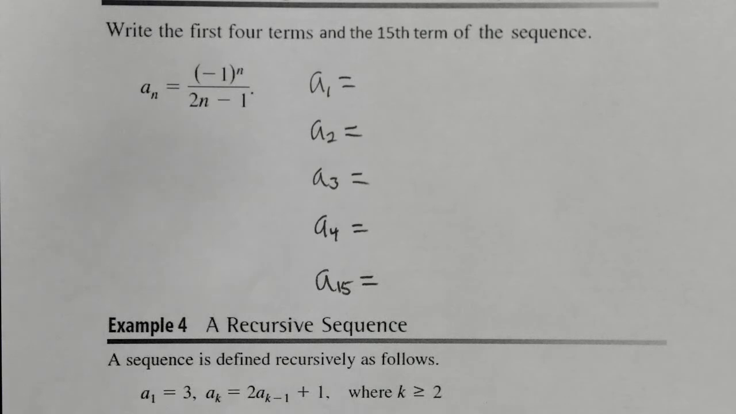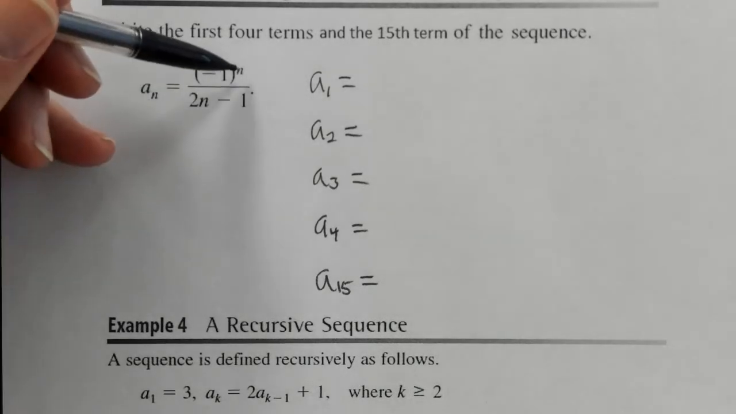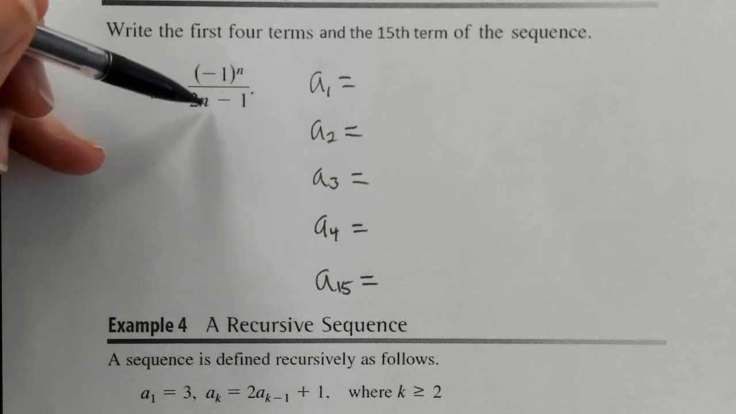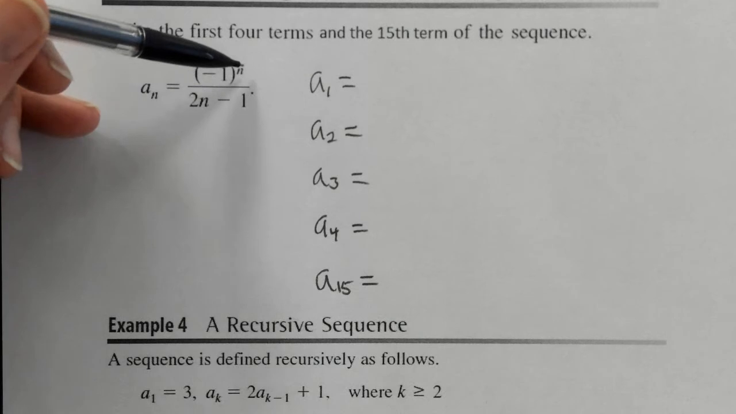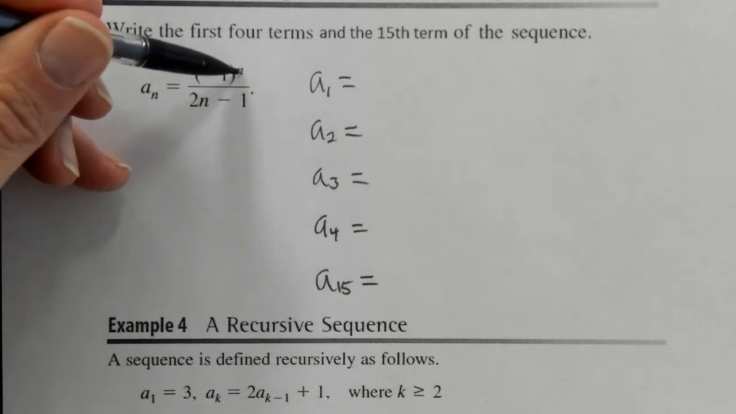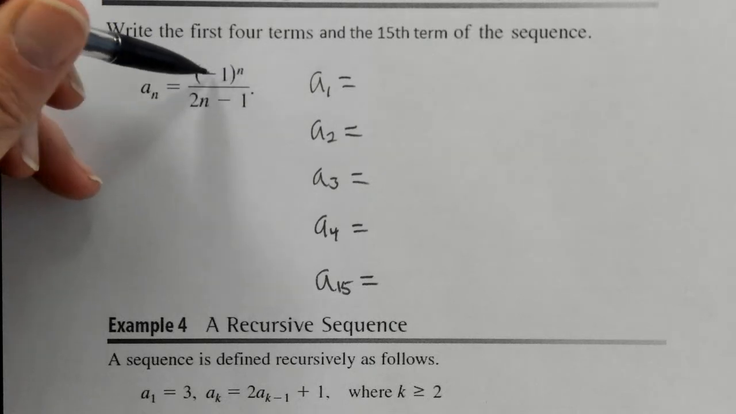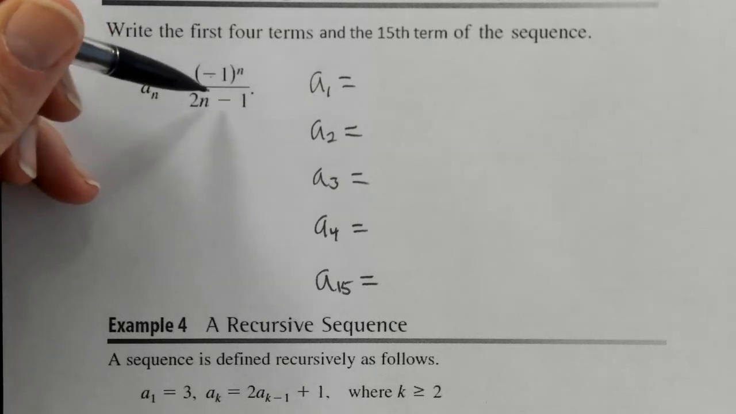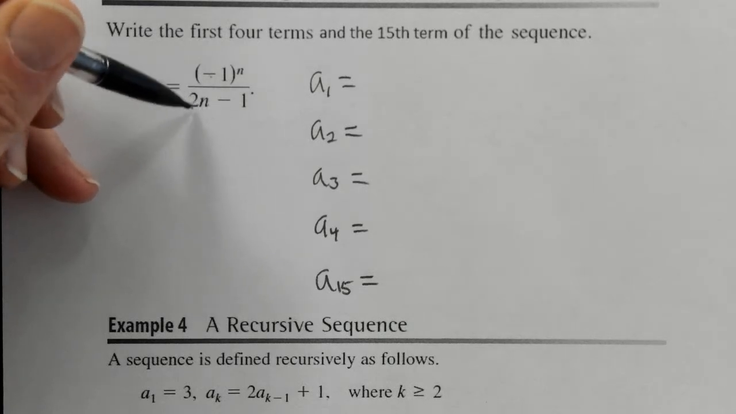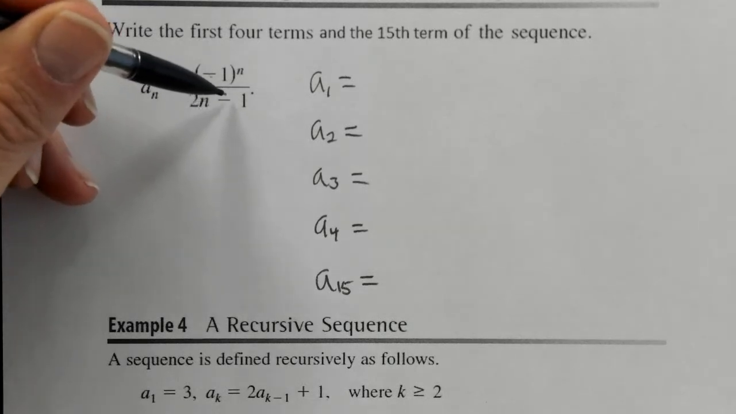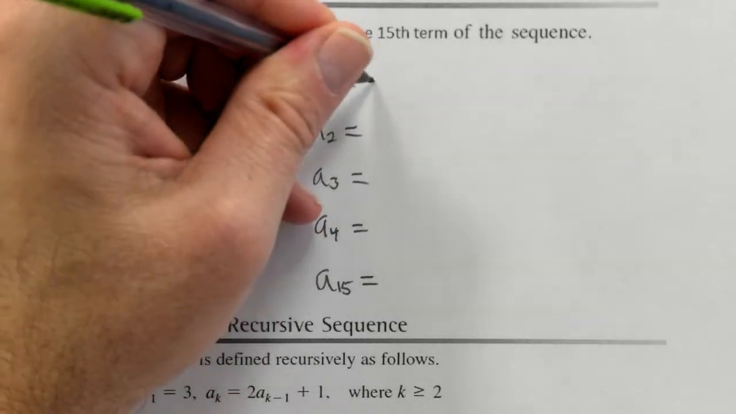So here, if I wanted A sub 1, then I need to plug in 1, right, for my n, and then I can come up with the answer. And so when I plug in here, I've got negative 1 raised up to the 1 power, that's negative 1. And then if I put in a 1 here, then that'd be 2, right? And then 2 minus 1 is 1, so negative 1 over 1 is negative 1. Okay?